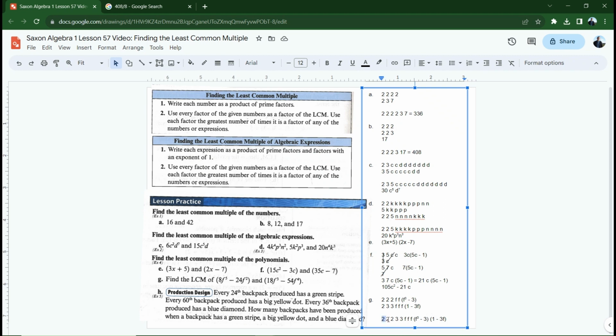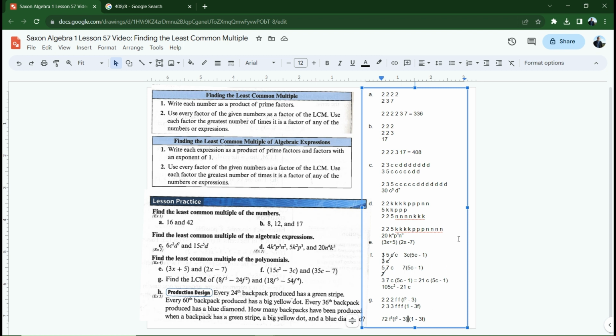I'm going to combine the first numbers together. 2 times 2 times 2 is 8. Times 3 is 24. 24 times 3 is 72. So that becomes 72 f cubed times f cubed minus 3. I can't simplify that. I could distribute these in, but I'm not going to worry about it. And then 1 minus 3f. That is how we do this.